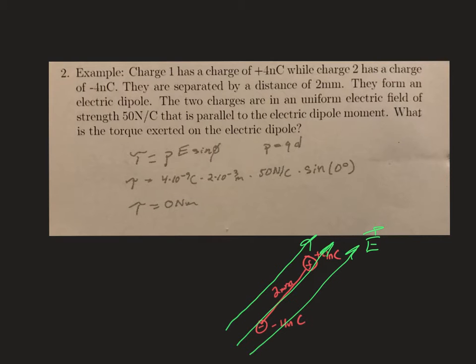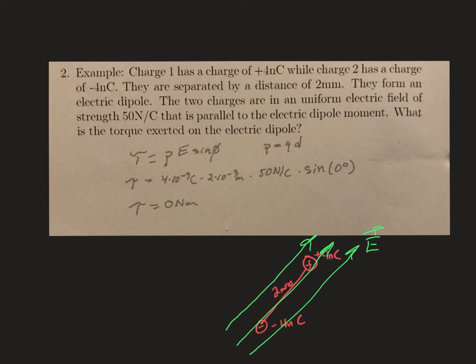So we know torque is equal to the electric dipole moment, so q times d, times the electric field strength times the sine of phi, where phi is the angle between the electric field and the dipole moment, or the distance d. So I plugged in the charge here, 4 times 10 to the minus 9 coulombs, the distance between the two charges, 2 times 10 to the minus 3 meters, so there are 2 millimeters, times our electric field strength of 50 newtons per coulomb, and then the sine of phi, where, since this is distance d and the electric field is supposed to be parallel to that, my angle is 0.